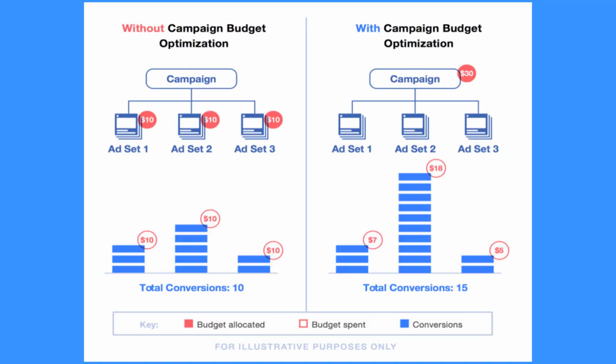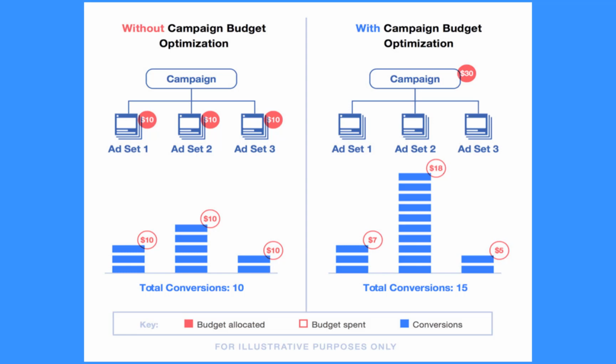Okay, so welcome back guys. Now let me explain what CBO is all about, campaign budget optimization. Now we are all used to setting our budget at the ad set level, right? That's what we have on the left hand side here. Can you see? So you create a campaign and you set the budget at the ad set level. So probably you are using 3 ad sets. So ad set 1 $10, ad set 2 $10, ad set 3 $10.